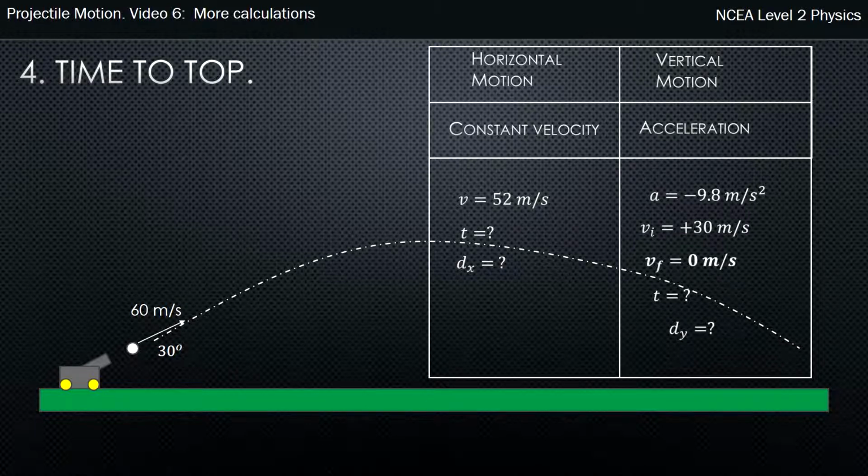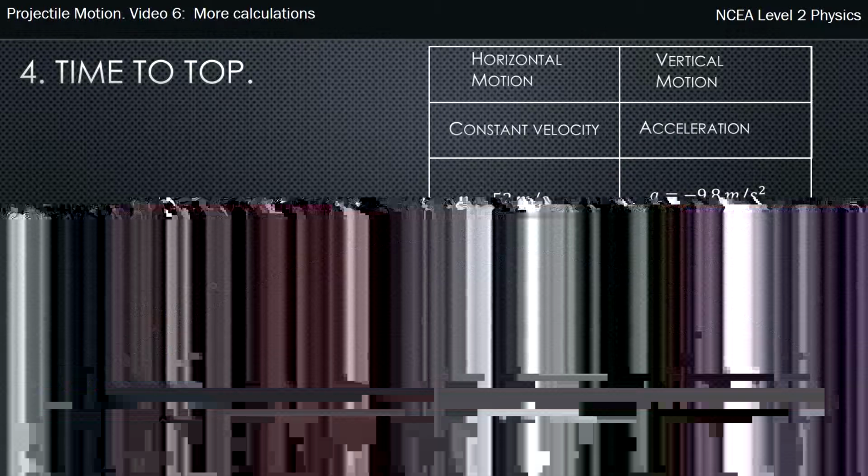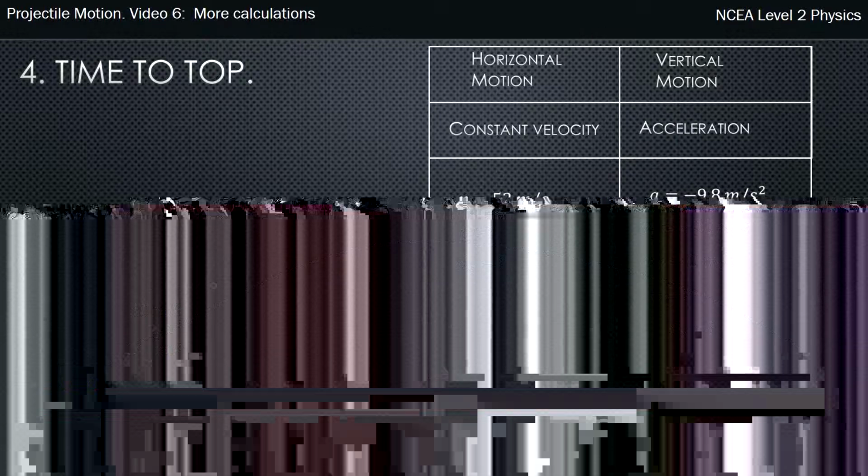Alright, so the time to the top. The trick we've got here, and I've got it in bold, is that the final velocity in the vertical component when we get to the top is 0. So now I've got 3 bits of information, and I want to find a fourth. I can find an equation of motion, and that equation of motion is the one that I've got there. Vf equals Vi plus At.